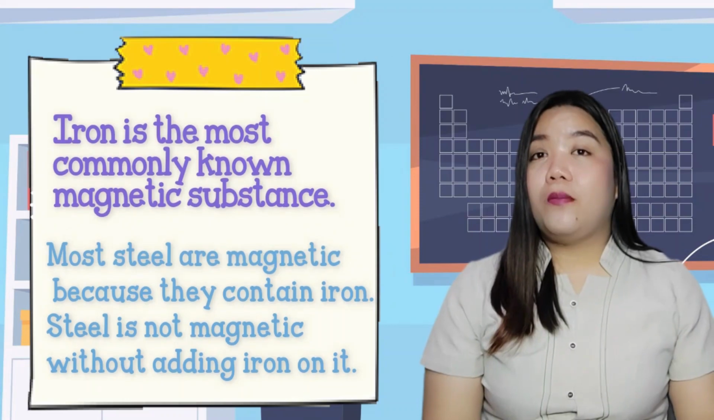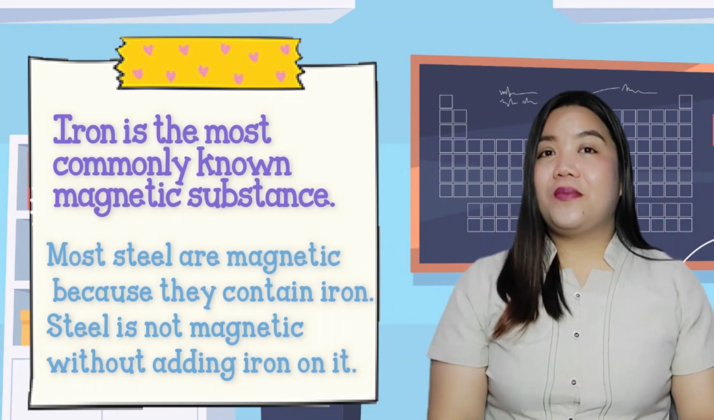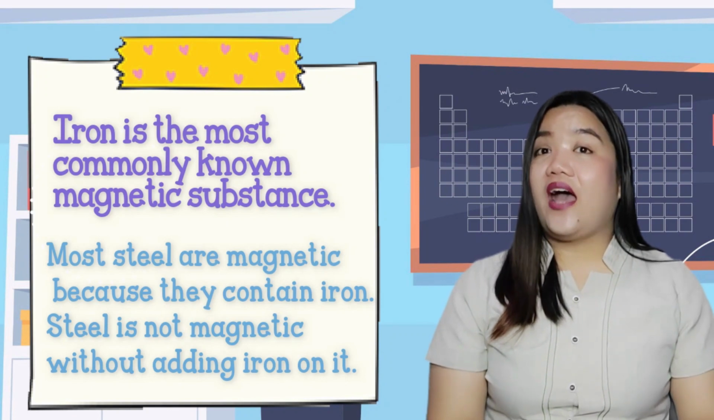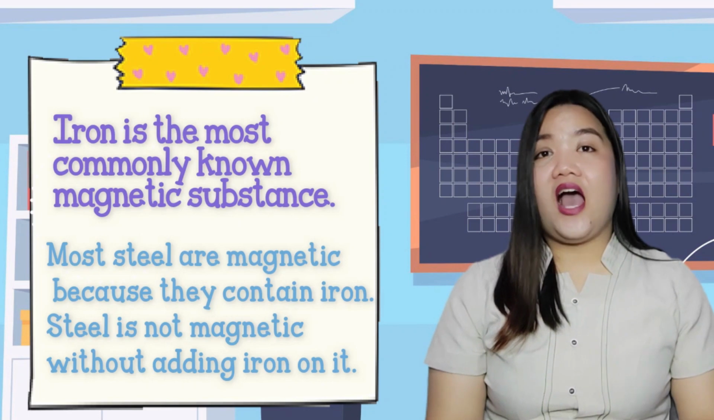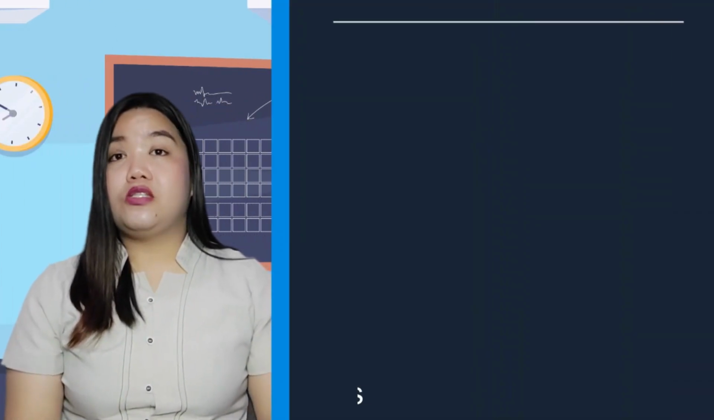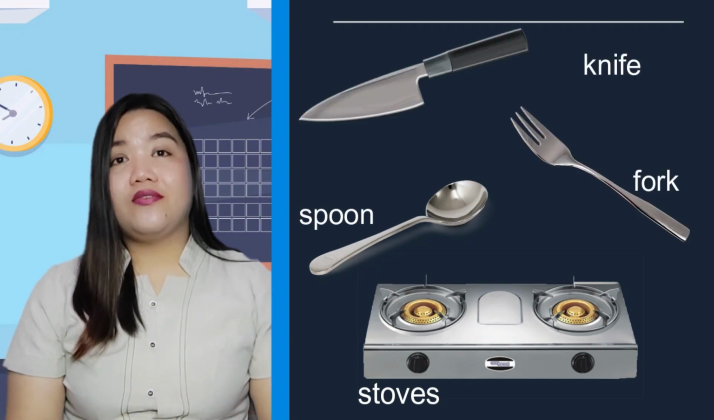Iron is the most commonly known magnetic substance. Most steel are magnetic because they contain iron. Steel is not magnetic without adding iron into it. Iron can be found in stoves, spoons, forks, and knives.